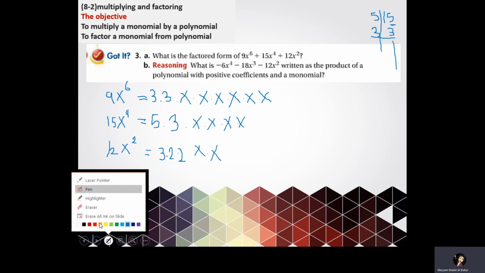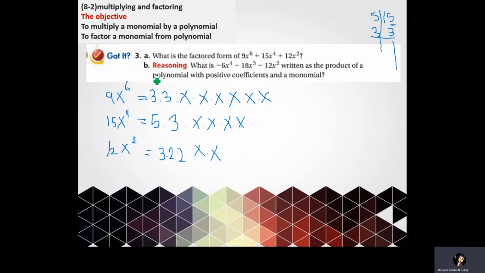Now, I will see the common in all of them. What is the common in all of them? 3 in all of them. Great. I have x in all of them. One more x this time in all of them. Wonderful. So my greatest common factor is 3 because it's on all of them. X times x, I can write this one as 3x to the power 2.